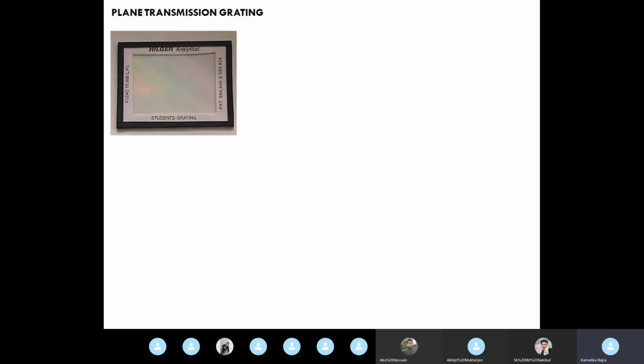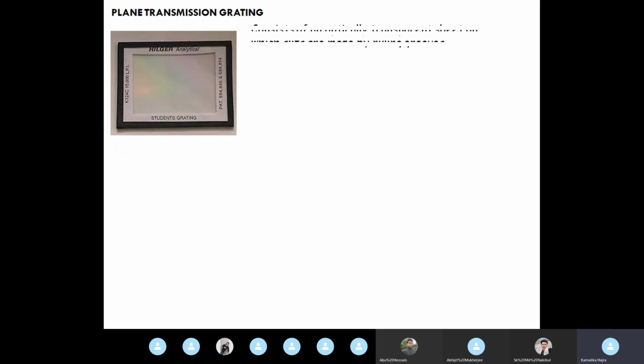So this is a plane transmission grating. In the laboratory, when you go in and ask for a grating, this is what you'll get. Typically the size is half of your smartphone screen, or even one third of your smartphone screen size. In fact, the size that I have shown on the slide is the size that you get in reality. It's also written student's grating, and you can see that it clearly looks like a plain glass slab.